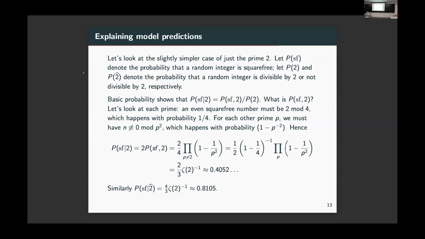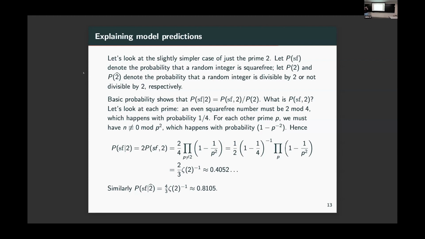So let's do a little exercise in probability. I'm going to let the probability of SF be the probability you're square free, and 2 and 2 hat mean that you're divisible by 2 and not divisible by 2 respectively. So we want to know the probability that you're square free given that you're divisible by 2. This is sort of what the model's picking up on. This is conditional probability. This is enough to figure out the probabilities of being divisible by 2 and not. And in fact, it's just a correlation table question. Turns out that these are all explicitly computable. I've given here one explanation for how you can try to figure this out.